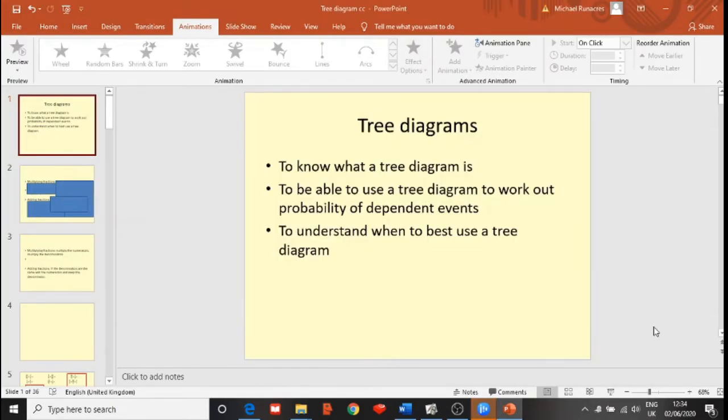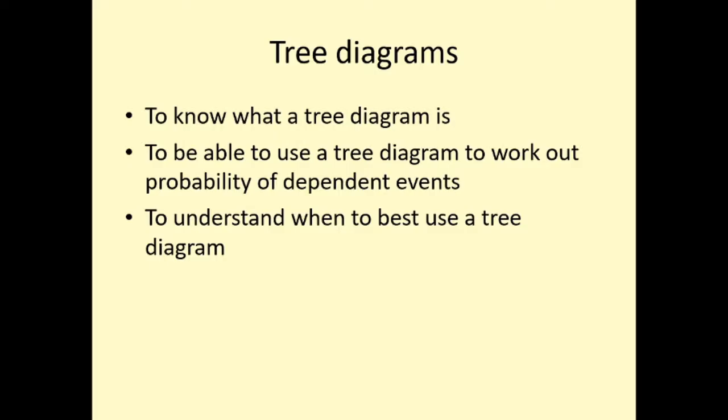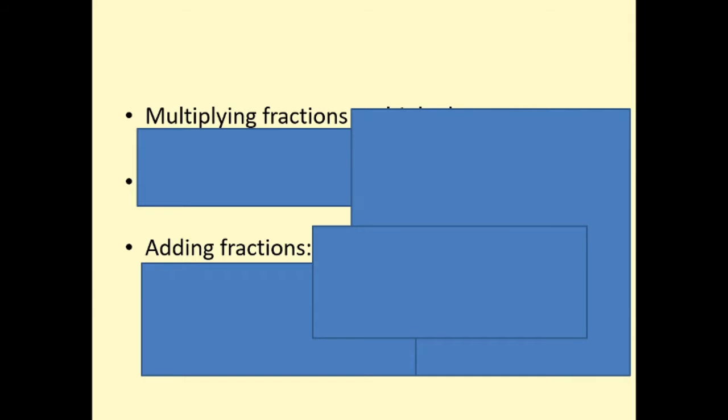Okay, tree diagrams. It comes up in maths quite a lot and comes up in statistics. We're going to be talking about dependent events and independent events, because you need to know both of them. Okay, stuff you need to know beforehand. You need to know the difference between multiplying fractions and adding fractions. If you don't, you won't be able to do tree diagrams.